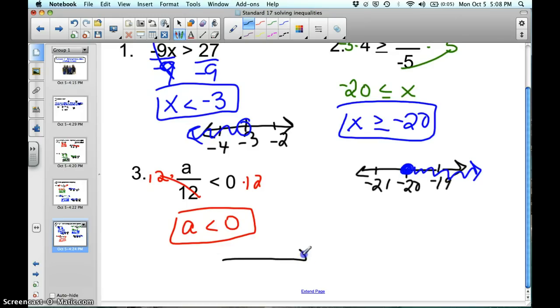We're going to draw our number line. I'm going to put a -1, a 0, and a 1 on my number line. Since this is less than, I'm going to have an open circle, and then less than, we're going to shade to the left.